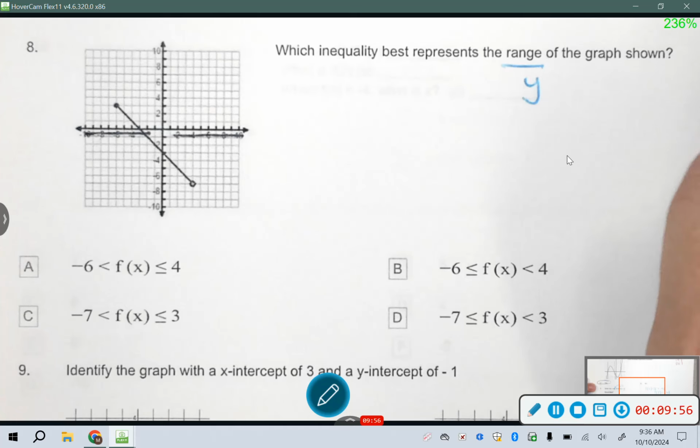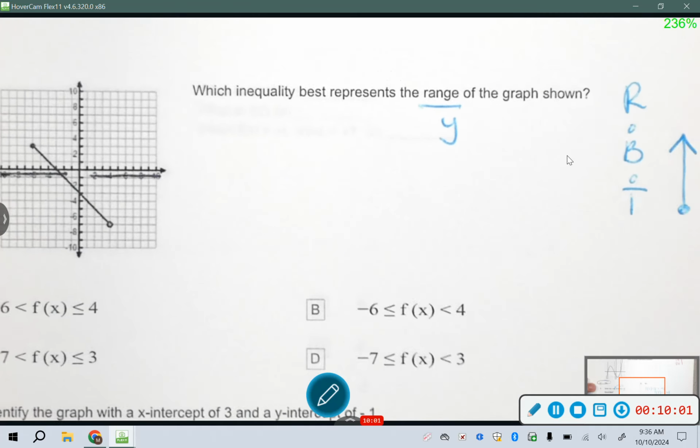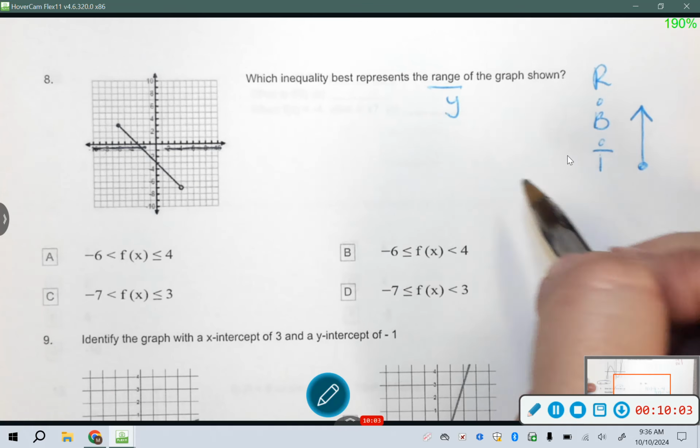So bottom to top. So bottom to top. I hope you can see what I'm writing. Okay, bottom to top.